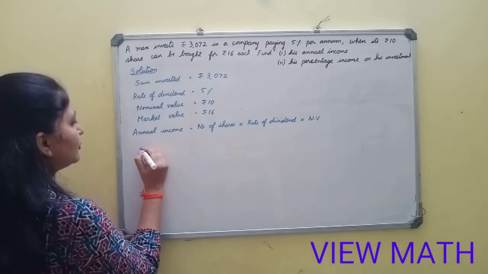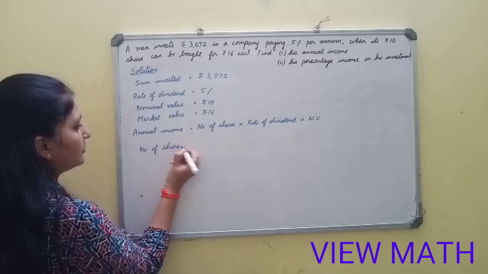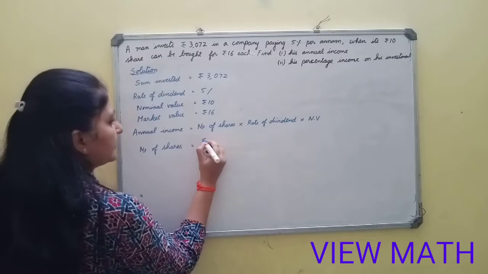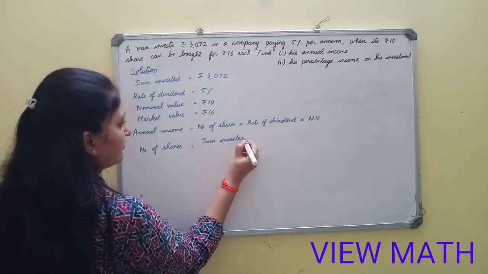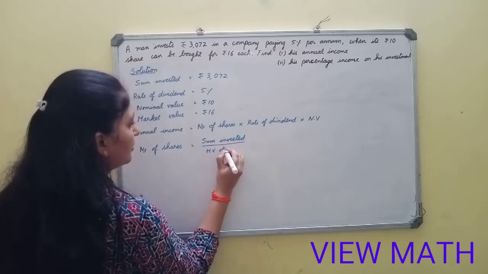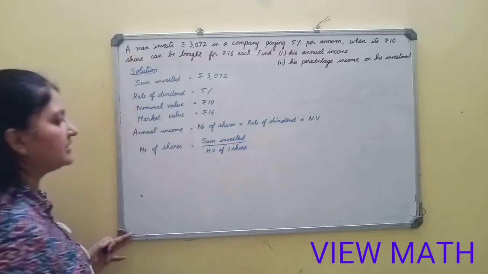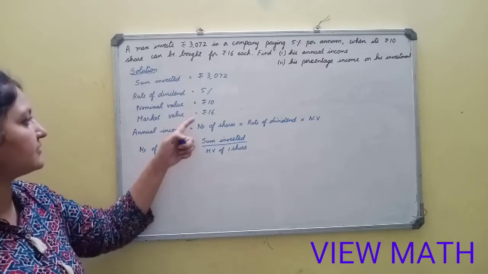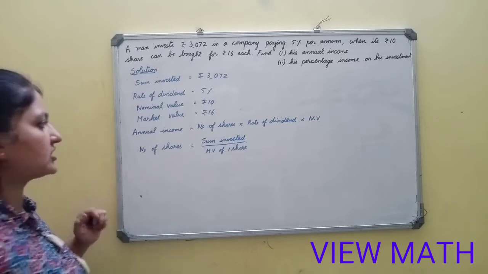So what's the formula for number of shares? The second formula, you have two formulas there. Number of share is equal to sum invested divided by market value of one share. One more formula is also there, but here in this problem we know sum invested, it is given in the question, and market value also is given in the question. So we are going to use this formula to find out the number of shares.